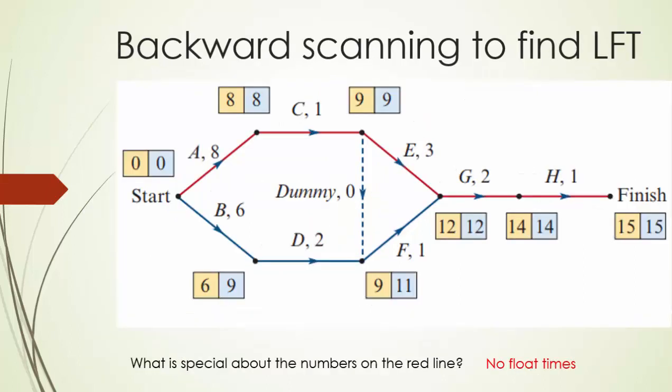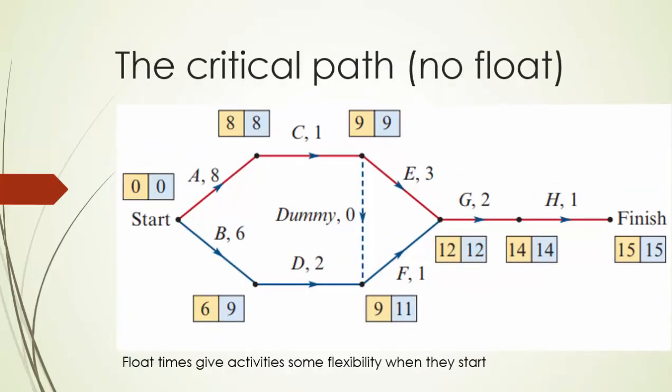There it is more tidily. And as I said at the beginning of this, float time gives activities some flexibility to when they start. So D, the earliest it could start is 6 and the latest it could start is 9, and so on. So that's that point there.